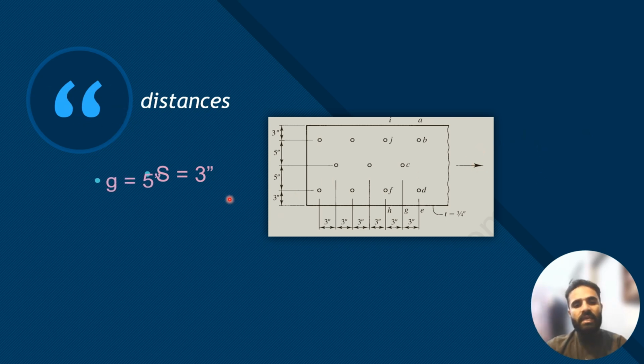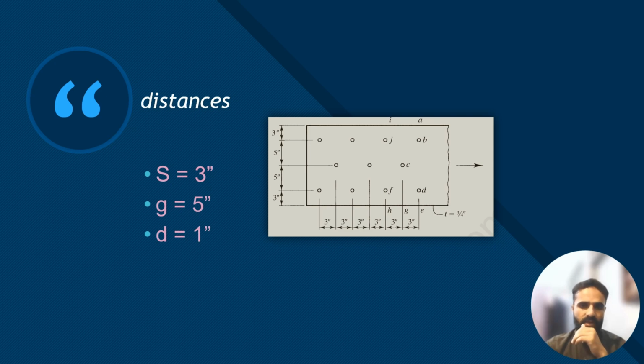Remember this is the parallel distance to the applied force. So it is 3 inches, and the gauge length is 5 inches. As I discussed earlier, this is the center to center distance between two holes, perpendicular to the applied force, and this distance is termed the gauge length. Now the diameter of the hole is 1 inch. Remember this, and these distances will be used in calculating the additional factor which comes in while discussing staggered fasteners.